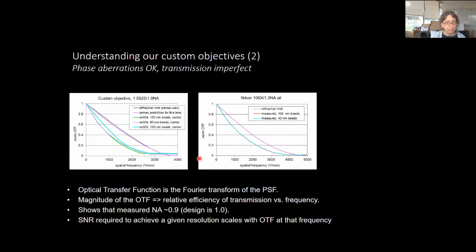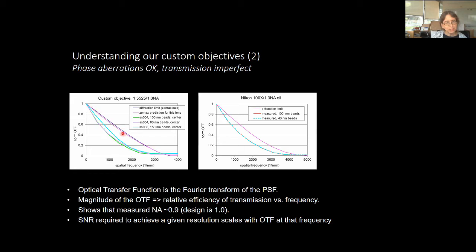The other thing that you want to understand about your custom objectives is what the efficiency is of the transmission of high frequency information. So that's described by the optical transfer function, which is really just the Fourier transform of the point spread function. And what it's telling you is, compared to the DC band, how efficiently do I detect information out at, sorry, this should be 1 over nanometers. My apologies. How will you detect information out here at 3/4 of the resolution of the microscope?